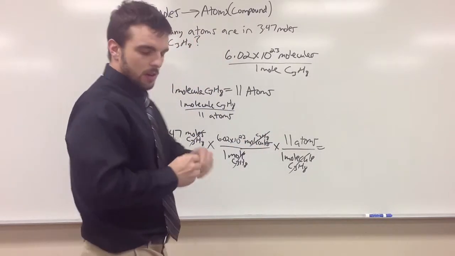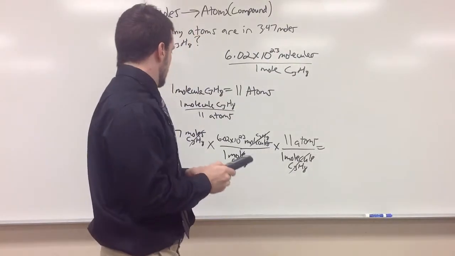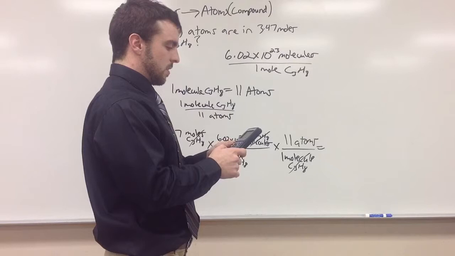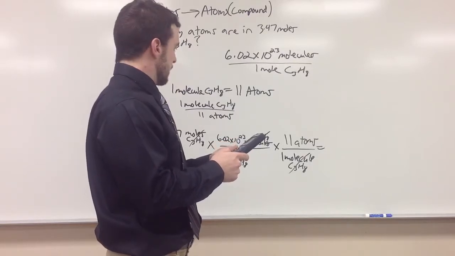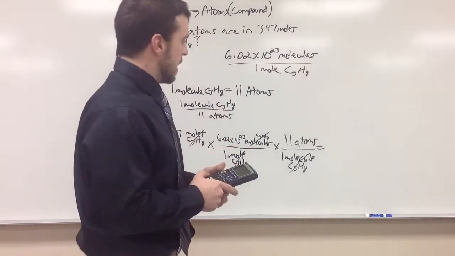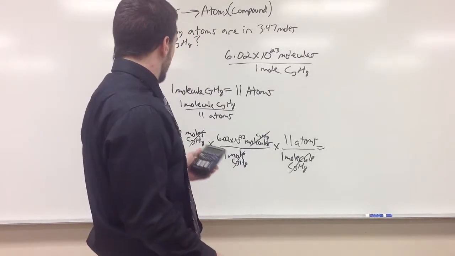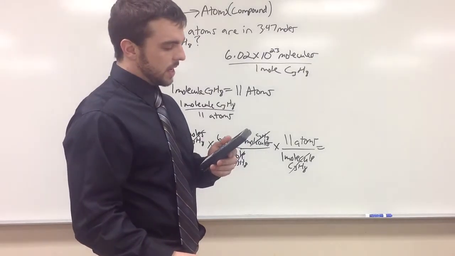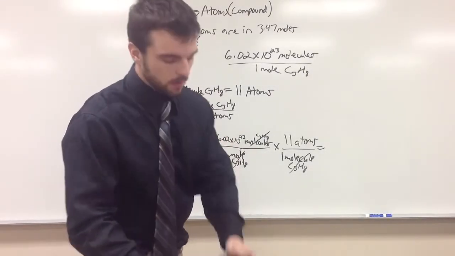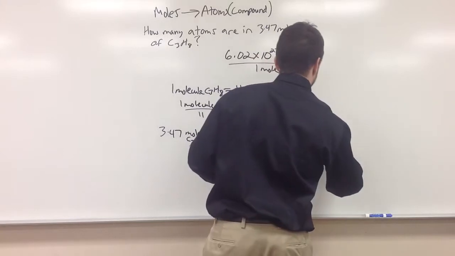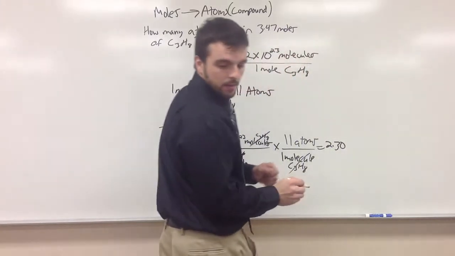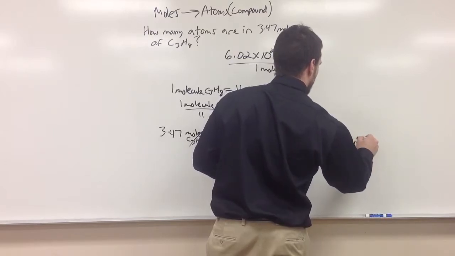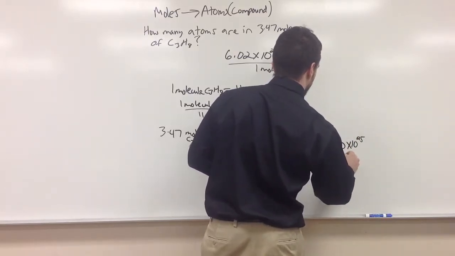Now we should be able to work this out on the calculator. 3.47 times 6.02 times 10 to the 23rd times 11. And I got 2.297. We have 3 sig figs, so it should be 2.30, and that would be times 10 to the 25th. And that is atoms.